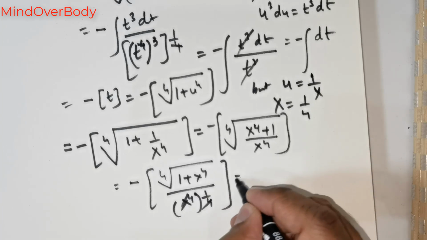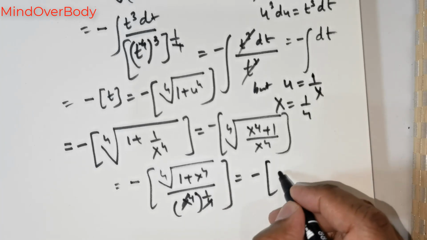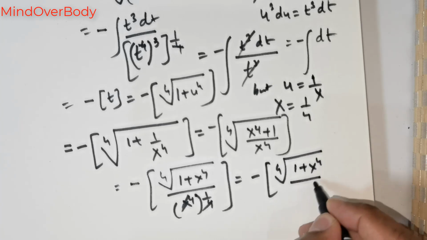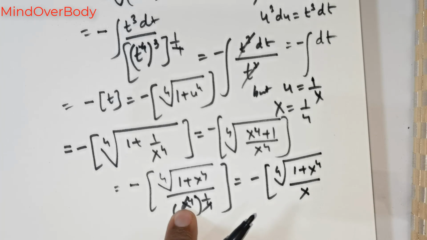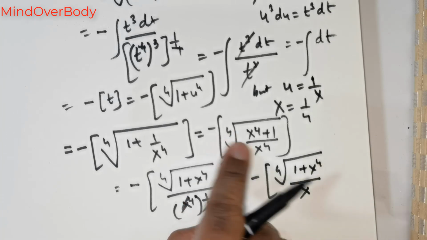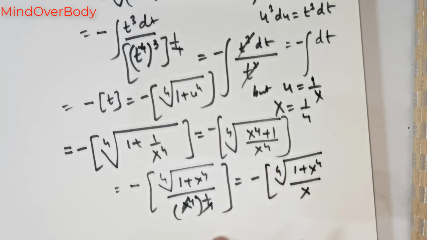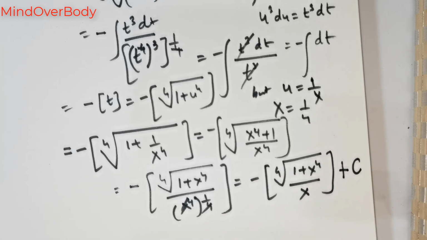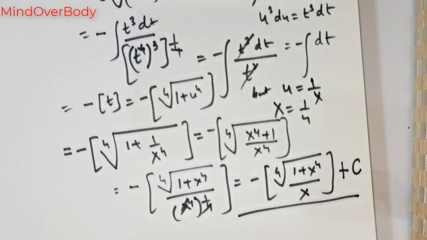So 4 gets cancelled, giving you negative 4th root of 1 positive x to the power of 4 divided by x, because we are taking the 4th root in for x to the power of 4, and we need to place the arbitrary constant c because it's an indefinite integral. So this is the right place for us to stop, and this is the solution for this question.